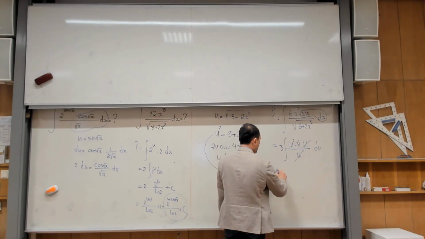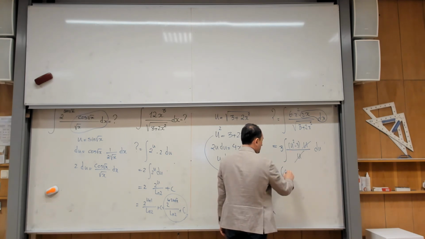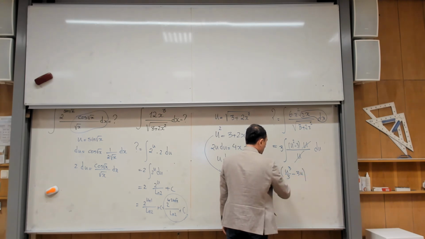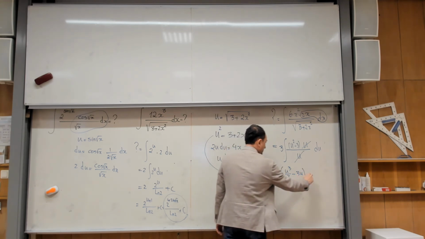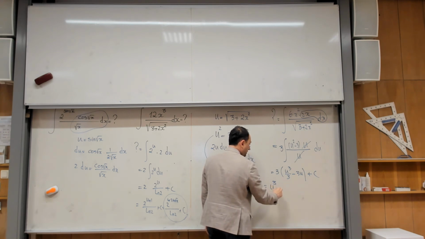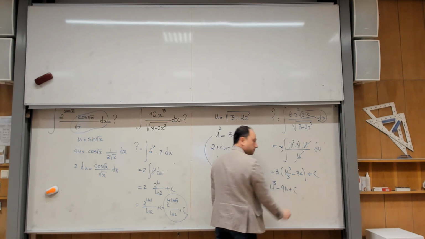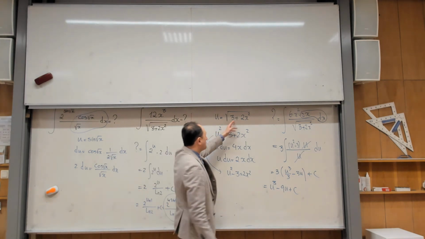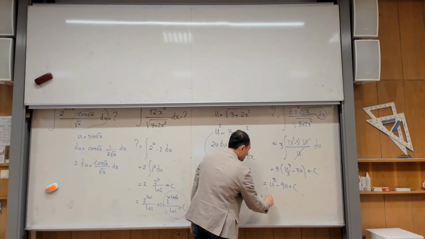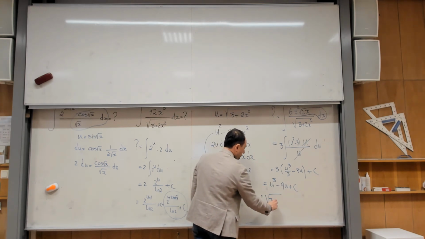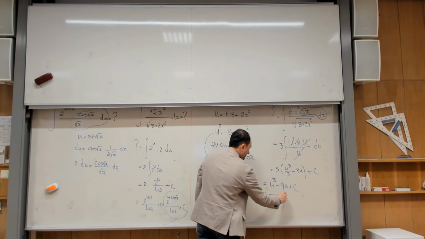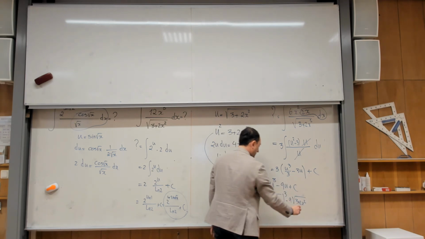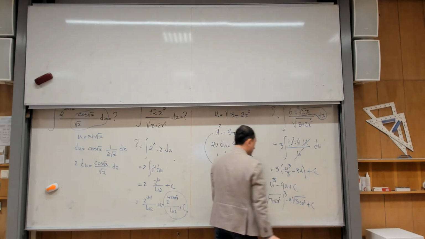So this becomes 3 times the integral of u squared minus 3, which is u cubed divided by 3 minus 3u. And then I multiply 3 in, it becomes u cubed minus 9u plus c. Yes? And then instead of u, I have to switch back to x. So this becomes the square root of 3 plus 2x squared to the power of 3 minus 9 square root of 3 plus 2x squared. And then I will have a plus c. Okay?